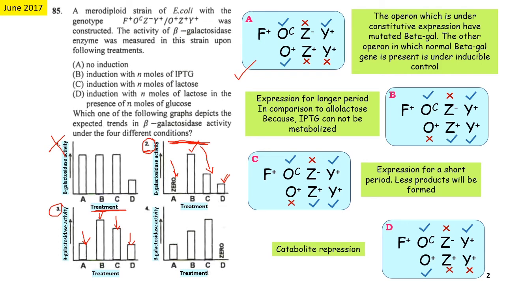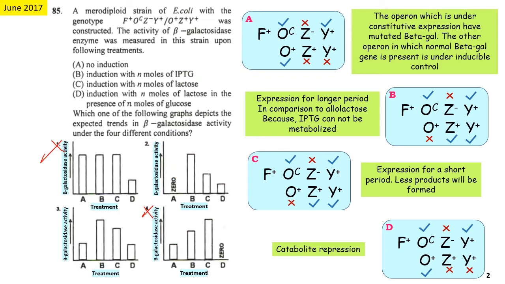The fourth graph is depicting exactly the opposite of what we have discussed. Okay, it is showing less beta galactosidase in case of B condition and more beta galactosidase in case of C experimental condition. And it cannot happen because when equal amounts of IPTG and lactose are taken for induction, obviously in case of IPTG there will be induction of lac-operon for a longer period of time. So option 4 is obviously wrong.